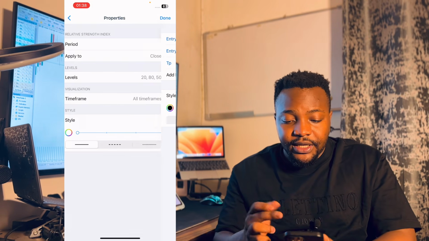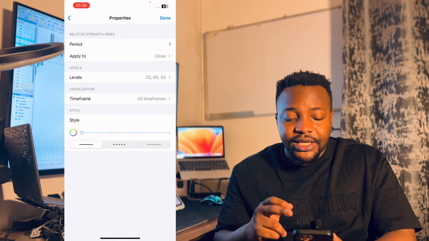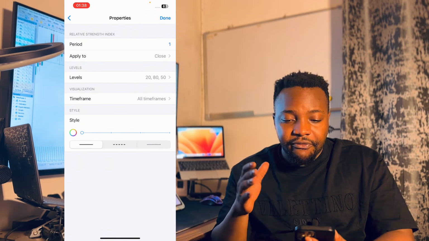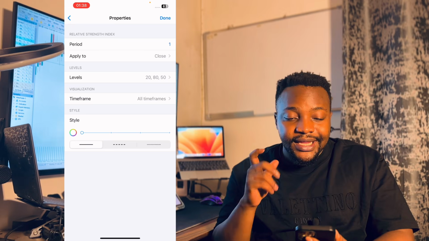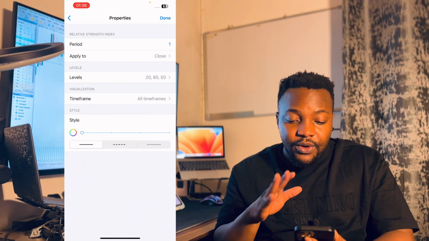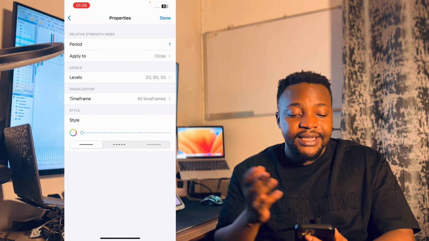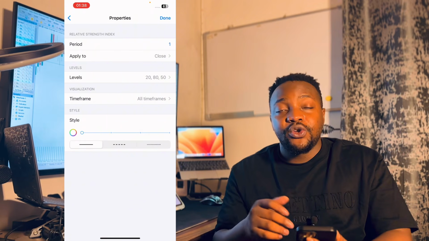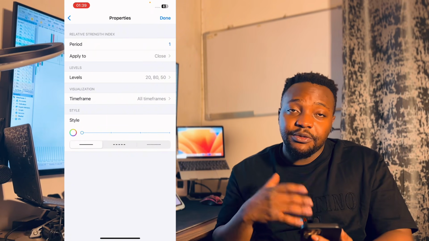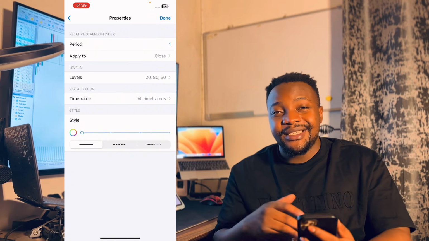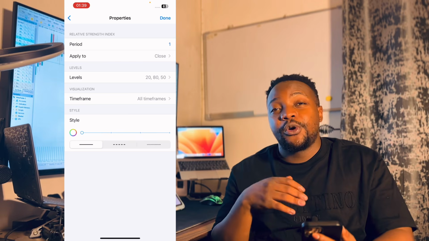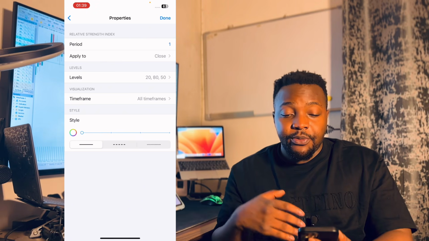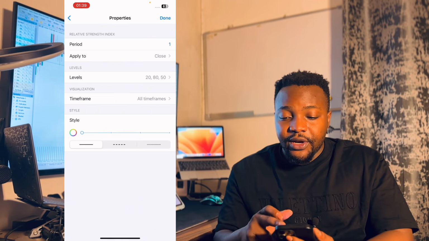So once you're done, you simply click on done, and on visualization, just allow it to be on all time frames. Although I'm going to be showing you the exact time frame to use, but for now, let's keep it there. And then the styling for this indicator, I chose the white color, which is the same color as my background color. Please try and follow the same colors that I'm using. Then you can later on customize once you're comfortable with the strategy. Then I'm going to click done.